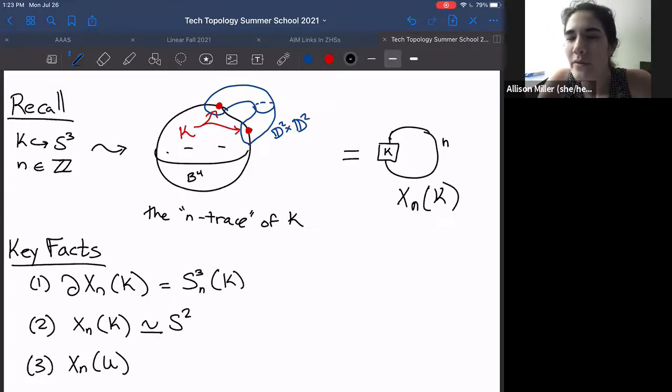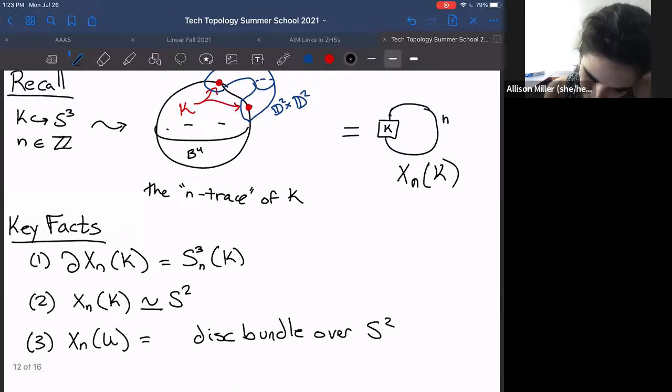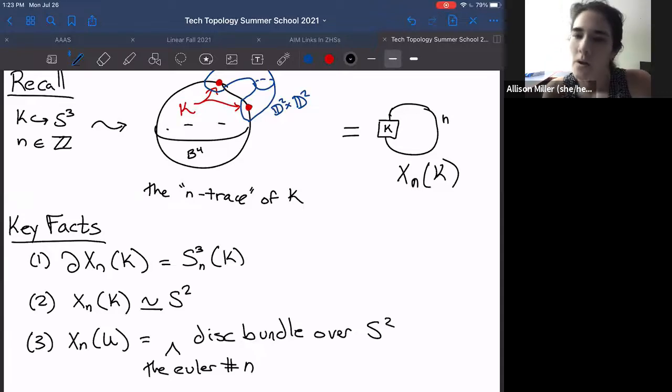The last thing is, okay, what if we take the unknot? What do we get? Well, it turns out we get a disk bundle over S2. And in fact, we can pin it down, it's the Euler number n disk bundle over S2. And one way to think about that is that for any of these, because it's homotopy equivalent to S2, the second homology is just the integers, fine. But we have this intersection form. And the intersection form on this generator you expect is just n. So those are some key facts about knot traces.